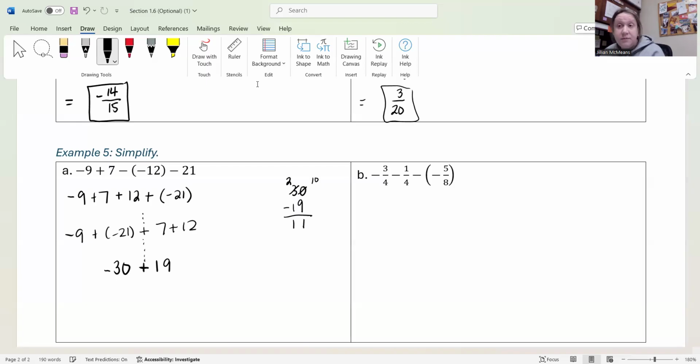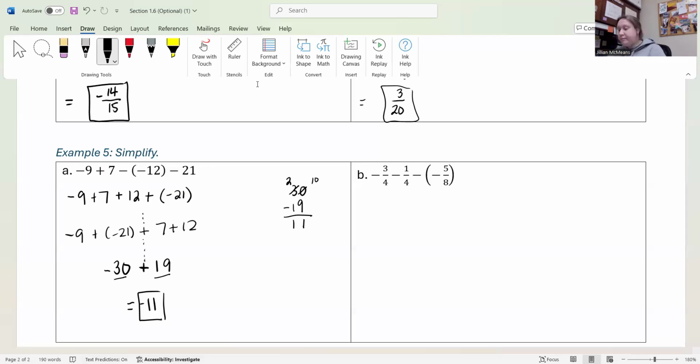So we get 11. But is it positive or is it negative? So I want to ask myself, what do I have more of? Do I have more positive or do I have more negative? Well, in this case, I have 30 negatives and only 19 positives. That means I have more negative than positive. So my final answer is going to be -11.